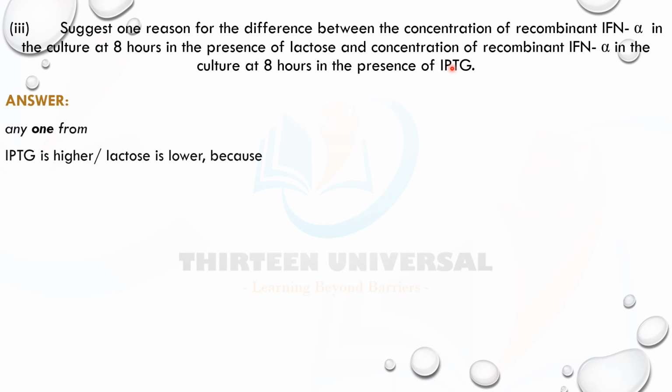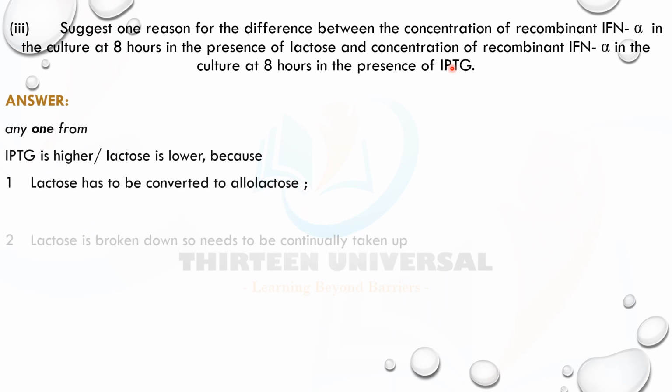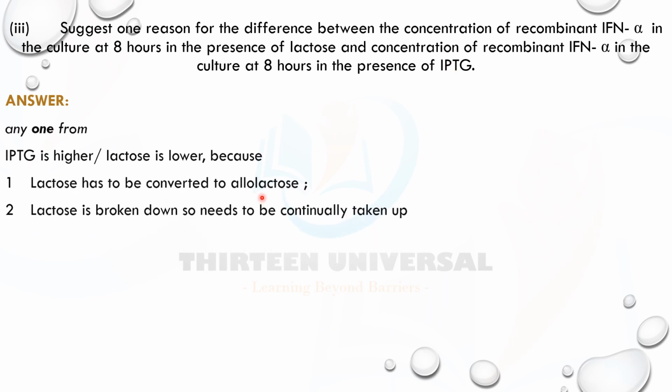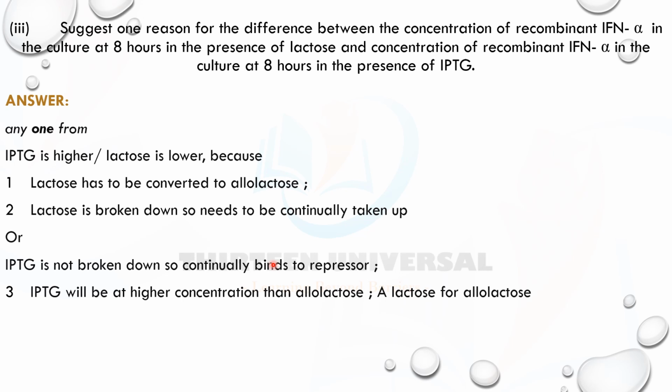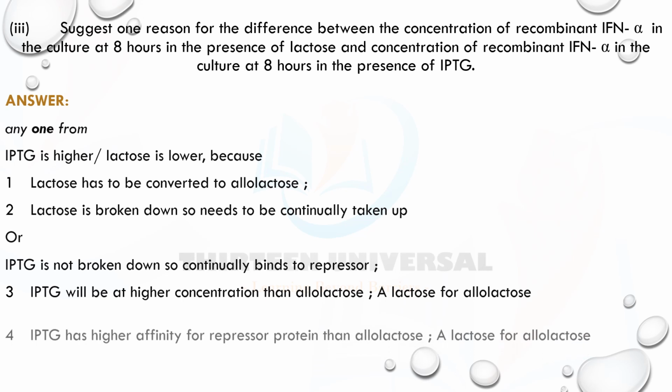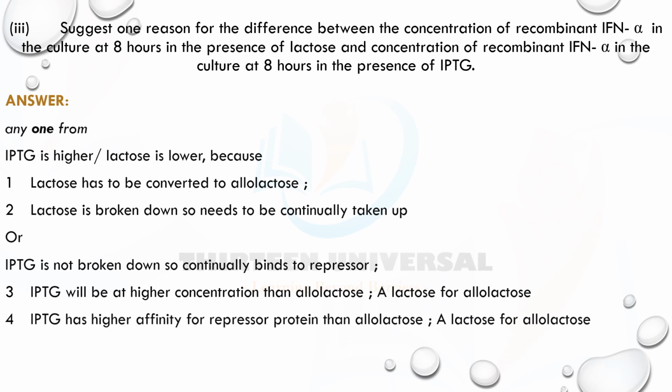So they say IPTG is higher, lactose is lower, because lactose has to be converted to allolactose. Lactose is broken down, so it needs to be taken up continually. IPTG is not broken down, so it continually binds, it's always binding to the repressor. IPTG will be at higher concentration than allolactose, or IPTG has higher affinity for the repressor protein than allolactose. That could be a reason. Lactose is used up, its concentration decreases, so the concentration of lactose is always decreasing, as it is always converted to allolactose.